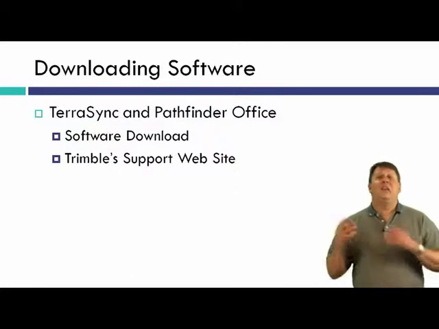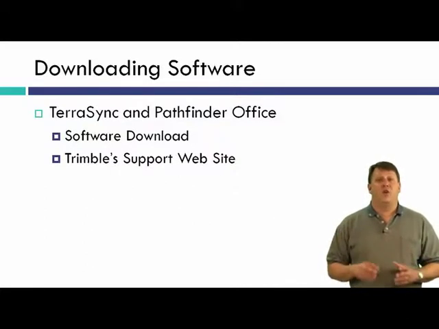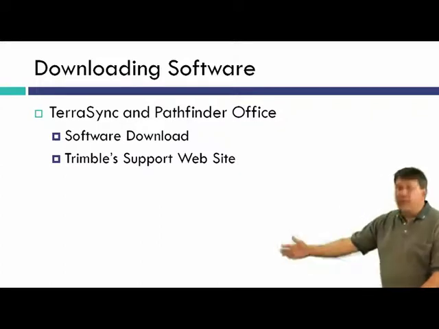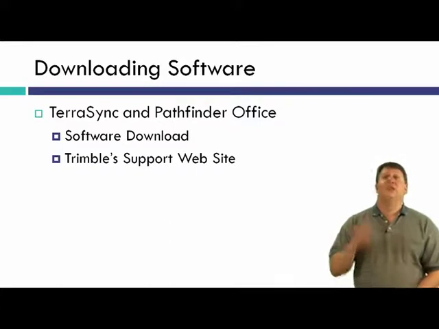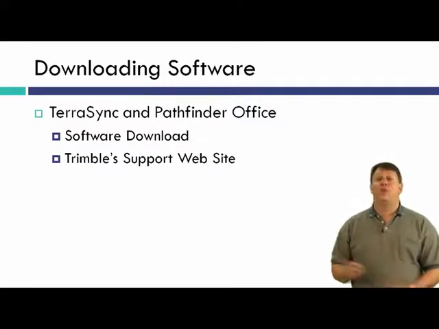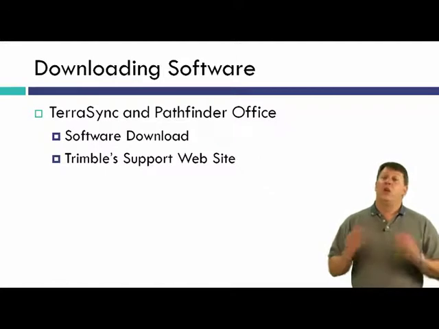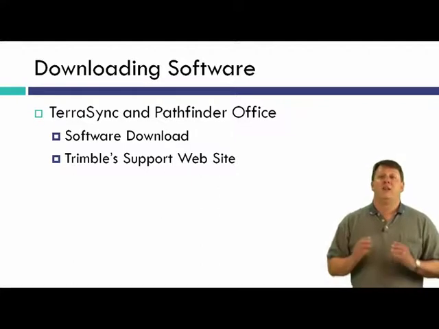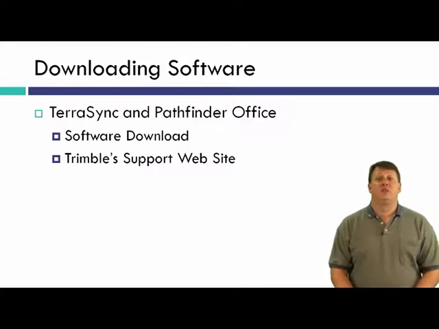To get the TerraSync and Pathfinder Office software, we're going to need to download it from Trimble's support site, since they no longer ship media. At the bottom of this video, there are links that will take you to where you can download the TerraSync software and also the Pathfinder Office software. We need to make sure that we get Pathfinder Office and TerraSync versions 5.10 or higher. These are the versions that are compatible with the GeoExplorer 6000 series receiver.